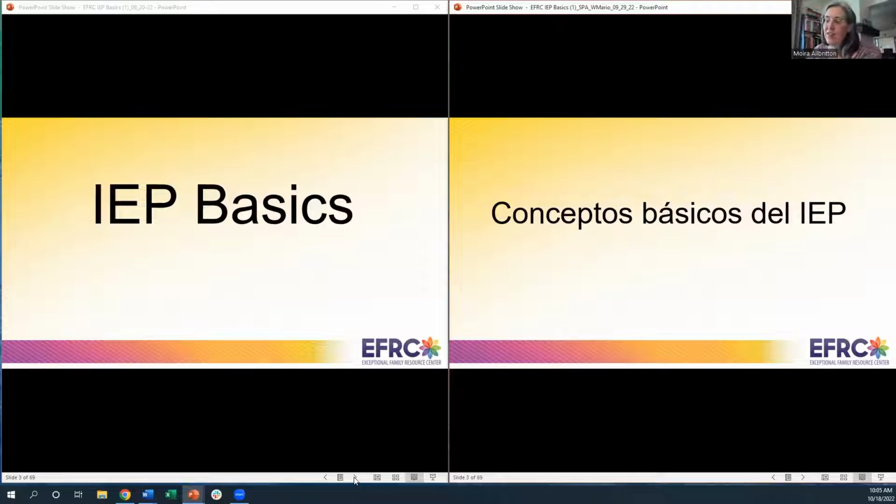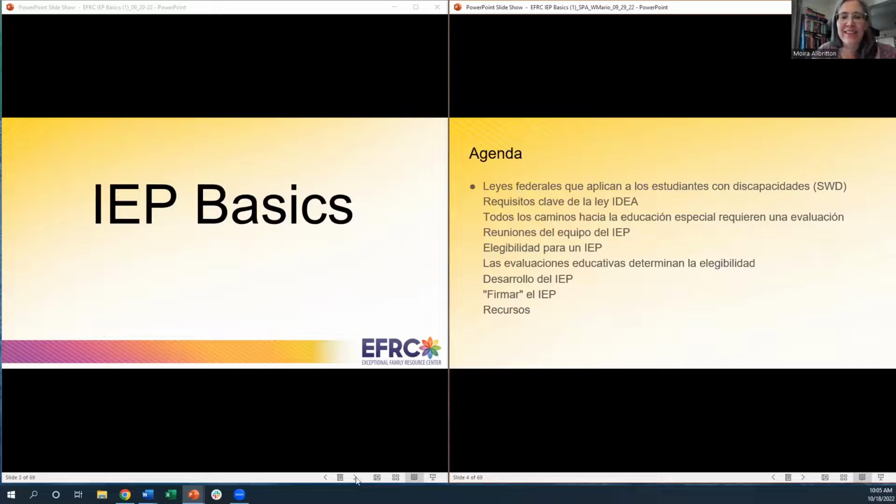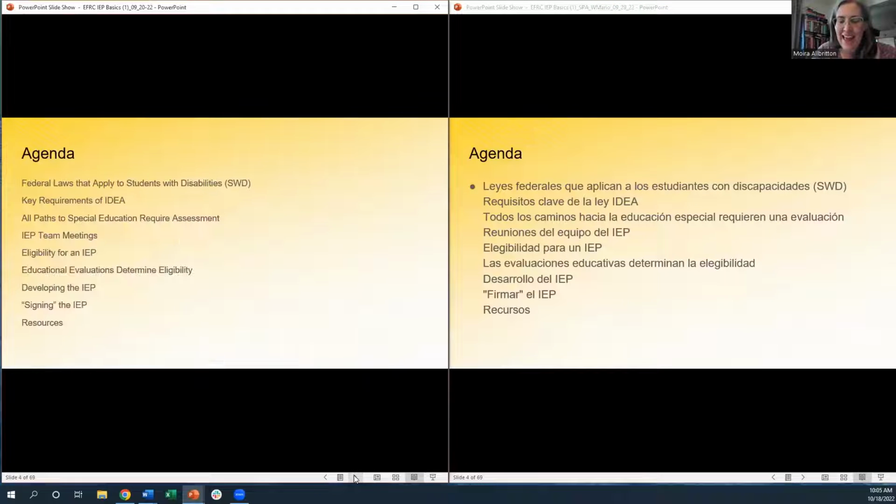So today, the roadmap for where we're going during this training is we do a brief overview of federal laws as they apply to students with disabilities. We will then look at the key requirements of the Individuals with Disabilities Education Act. We will talk about the paths to special education.